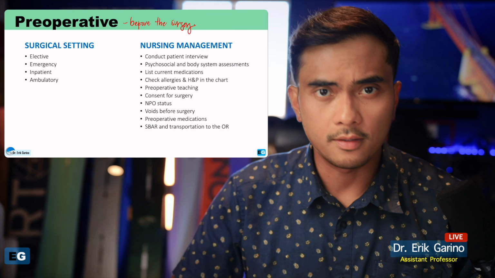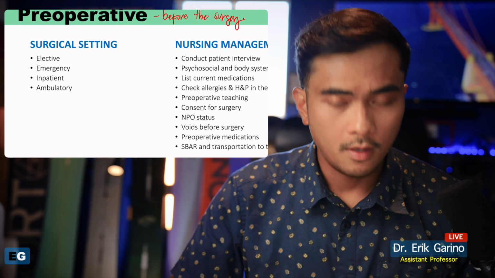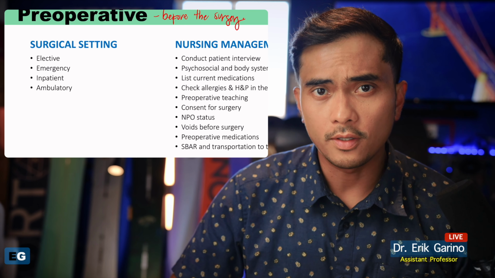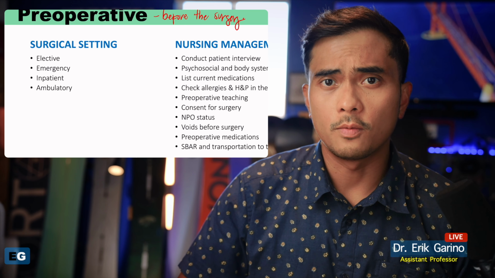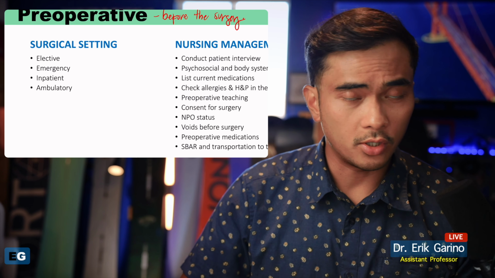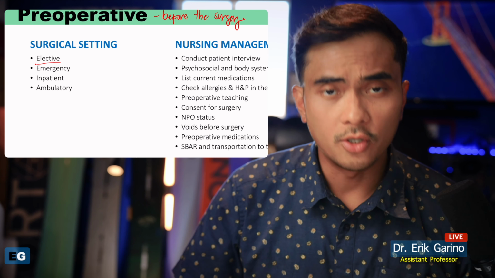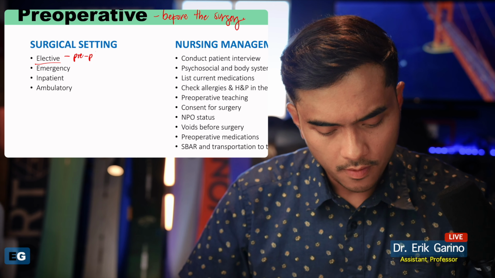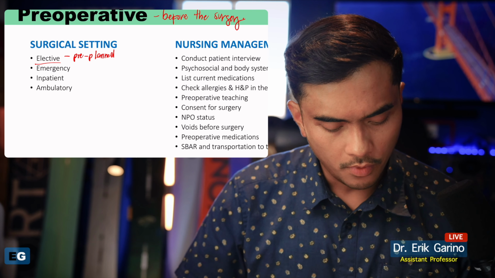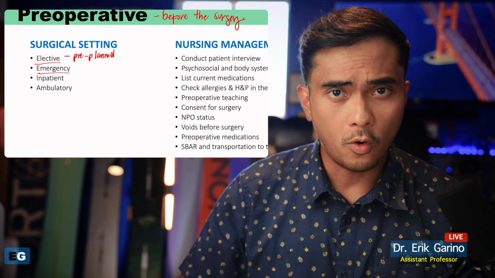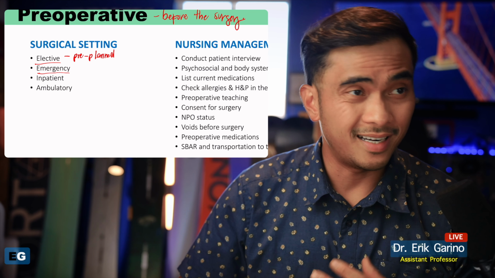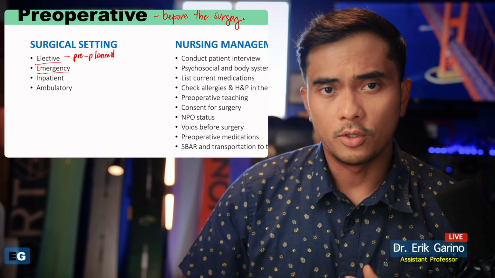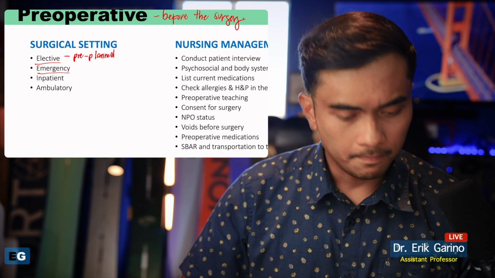But first, let's discuss briefly the types of surgical settings. So there are different settings where surgical procedures can be performed by the surgical team. Elective surgery is a pre-planned procedure. And then emergency surgery is performed in response to an unexpected urgency, such as ruptured appendicitis, which requires immediate operation.